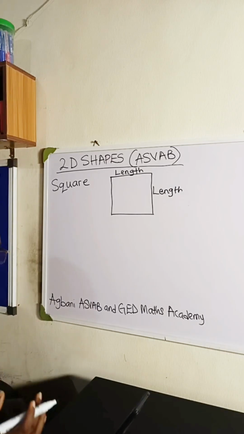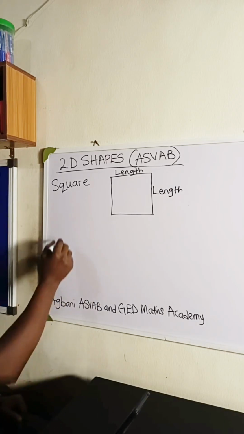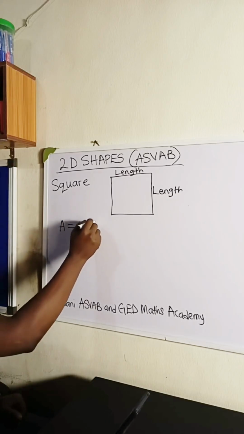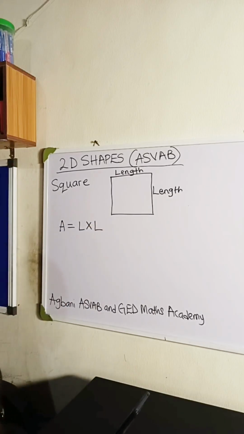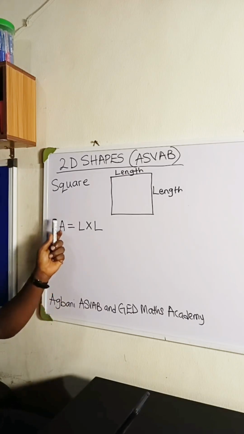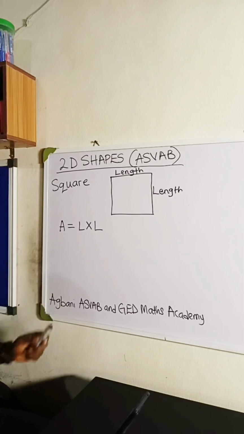So what would be the formula for the area of a square? The formula for the area is length multiplied by length. For questions on 2D shapes, you must memorize the formulas, because you will not be given them. So you need to know the formulas of these 2D shapes. The area of a square is length multiplied by length.